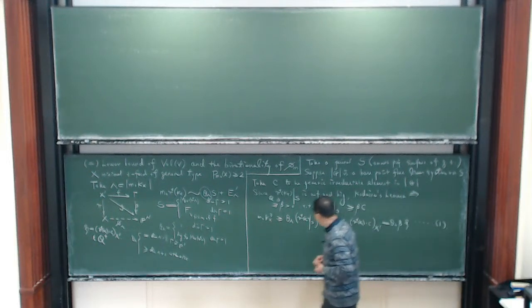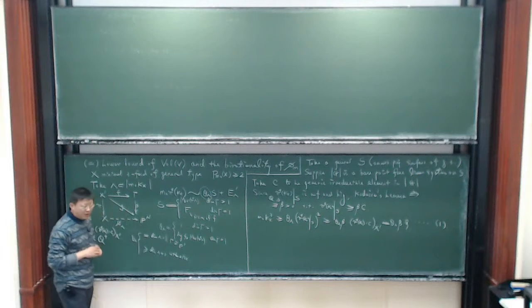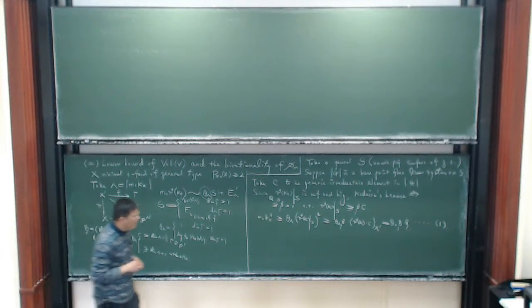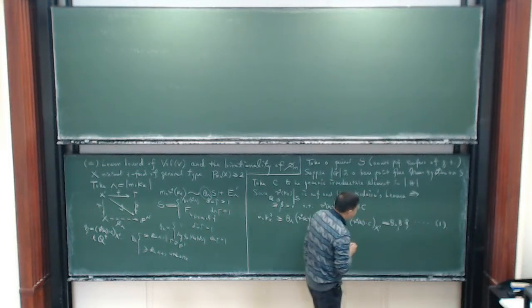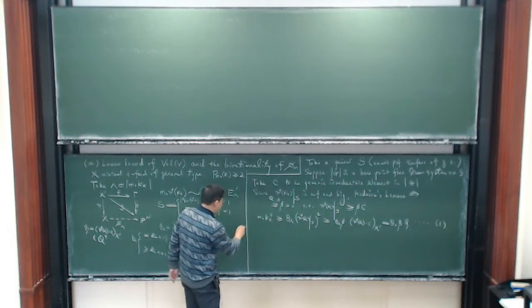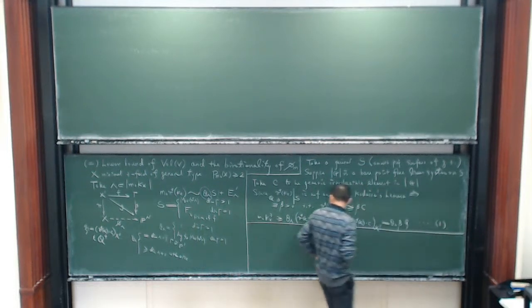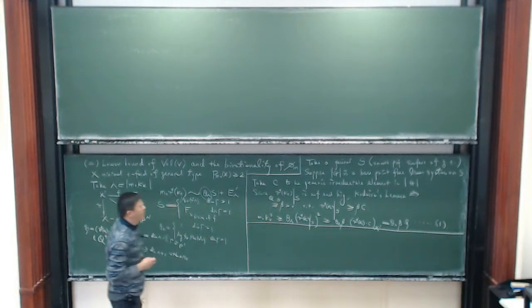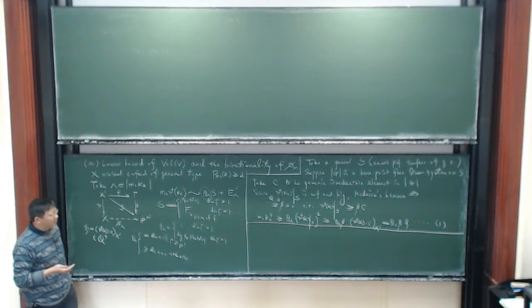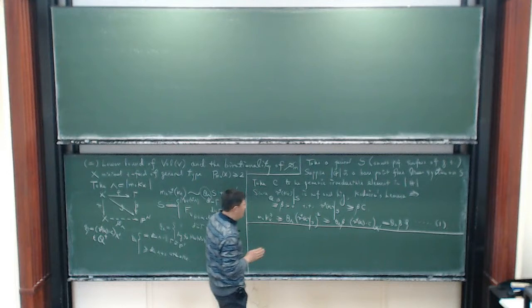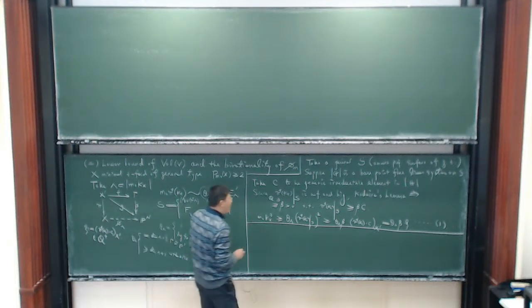So next, how to estimate the cosine? To estimate the cosine, this is a very delicate usage of a vanishing theorem and properties of linear systems. So let me try to explain this.